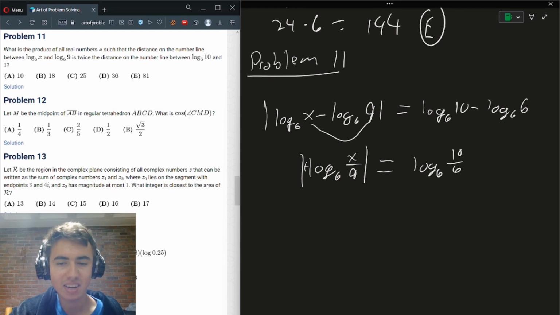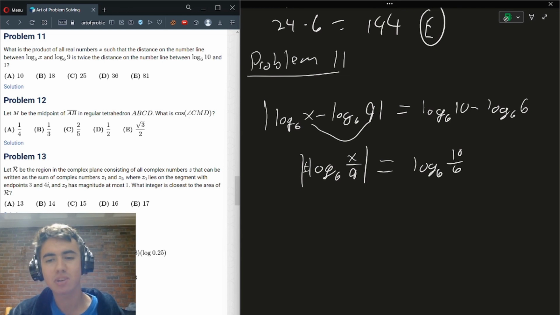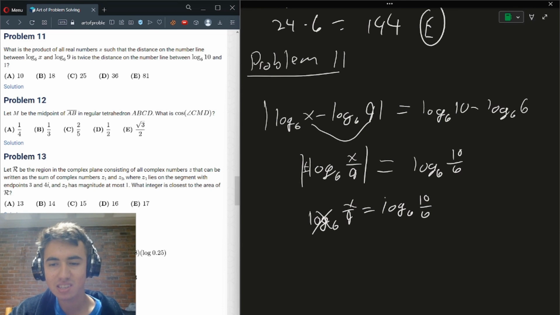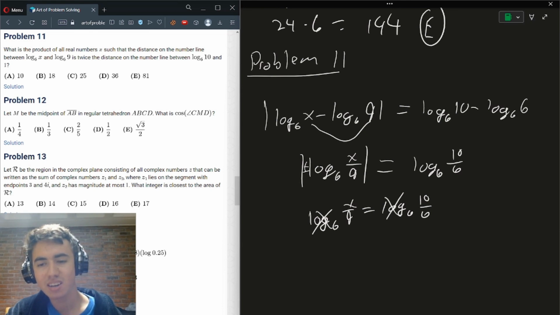Now, with the absolute value, you always just want to think of it as having two options. The inside is either positive or negative, and usually you want to do those two options separately, which we'll do here. So first, if it's positive on the inside, you can just write it as normal, equal to log 6 of 10 over 6. And since log is injective, we can just get rid of the log 6, and then we have x over 9 is equal to 10 over 6. And that is the same as 9 times 10 over 6. This gives us the answer.